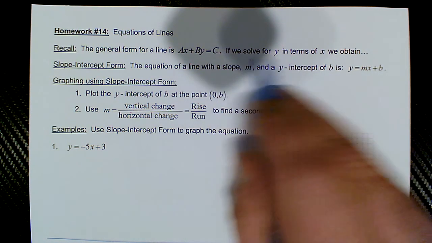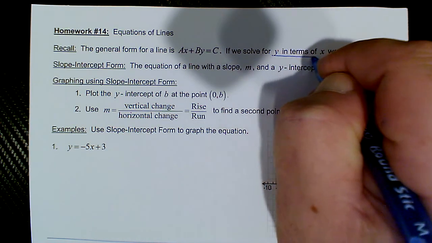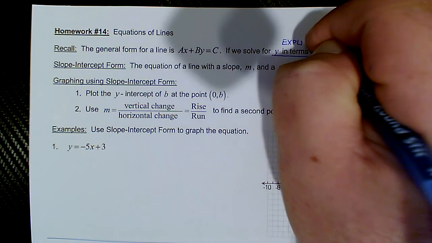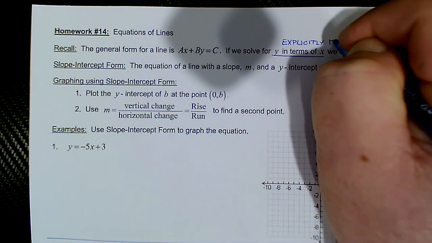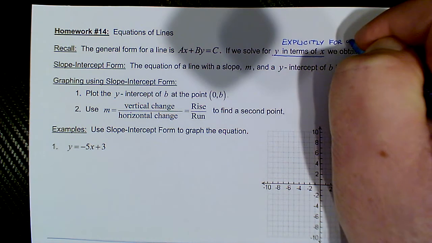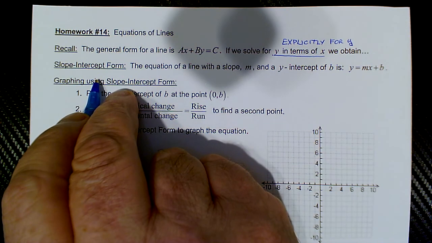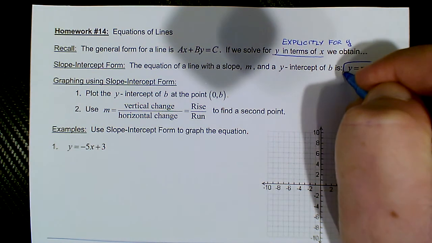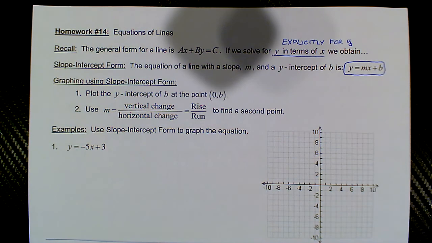But if we solve for y in the general form in terms of x, so remember this is what we call explicit form. So solve explicitly for y in terms of x. We obtain this special slope-intercept form. And that is an equation, y equals mx plus b, that has a slope of m and a y-intercept of b.